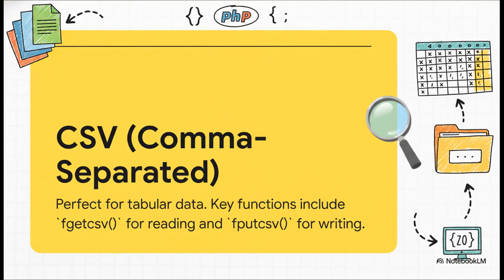First up, we've got CSV, which stands for comma-separated values. This is the humble, reliable workhorse of data exchange. If you can put it in a spreadsheet, you can probably put it in a CSV file. Think user lists, sales reports, product data, anything tabular. And PHP has fantastic built-in functions that make reading and writing these files row by row an absolute breeze.